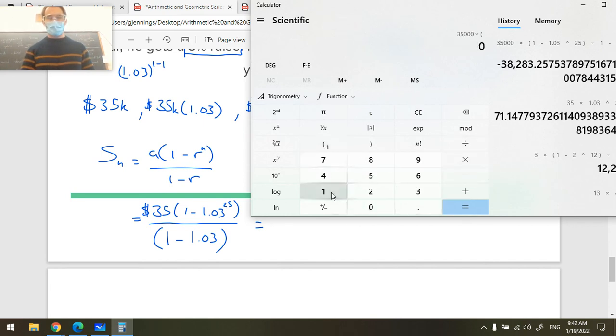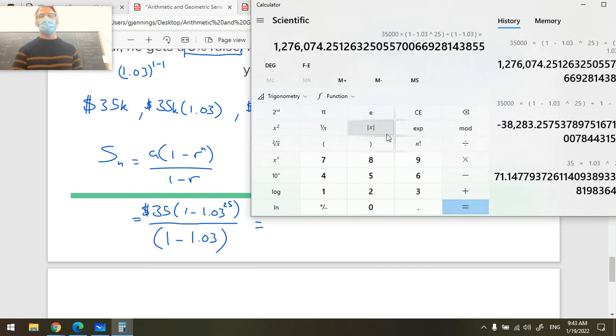Multiplied by bracket, 1 minus 1.03 raised to the power 25. End the bracket. Divide by another bracket. 1 minus 1.03. End the bracket. Equals, there is how much money he will earn over his 25-year career. $1,276,074.25, so he can make a phone call and buy a nice house these days.